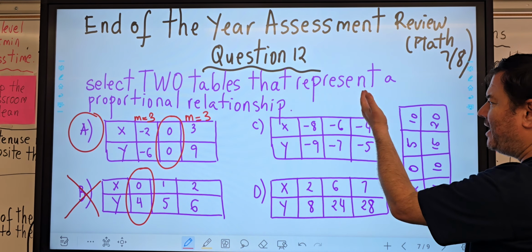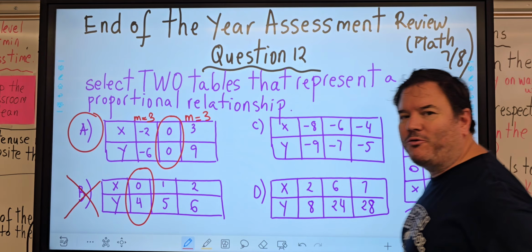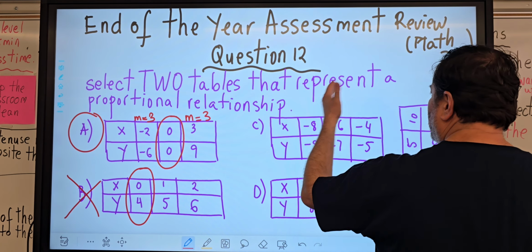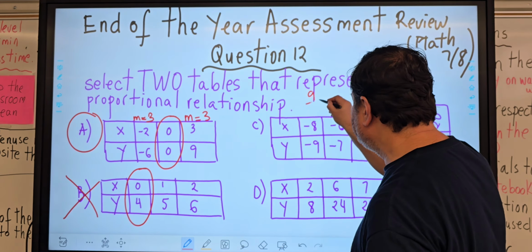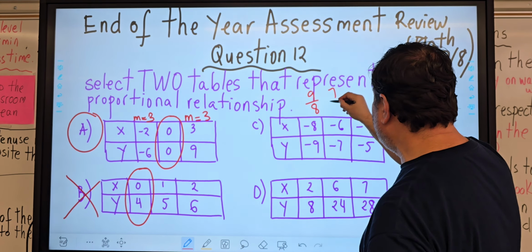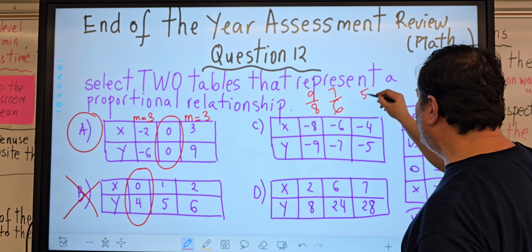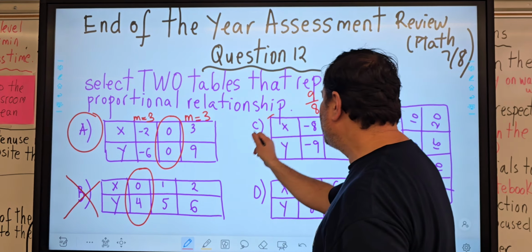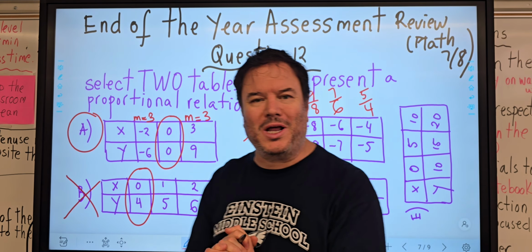Anyways, let's take a look at C. Here we have -8, -6, -4 for x, and -9, -7, and -5 for y. Let's see if we get the same slope. -9 divided by -8 becomes 9 over 8. -7 divided by -6 becomes 7 over 6. And -5 divided by -4 becomes 5 over 4. None of these are the same. Therefore, C cannot be the answer because they don't have the same constant of proportionality.